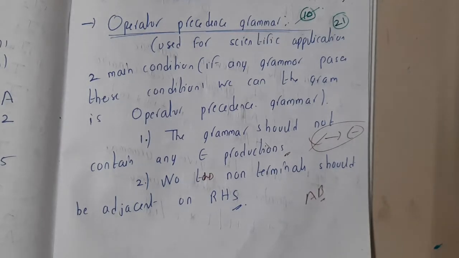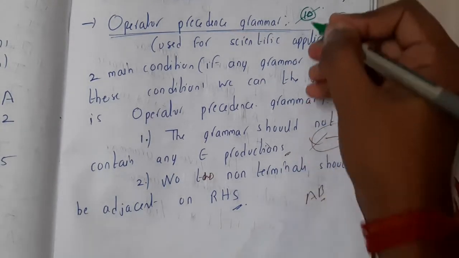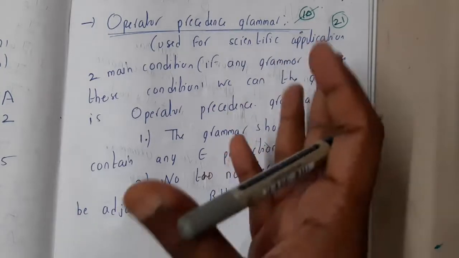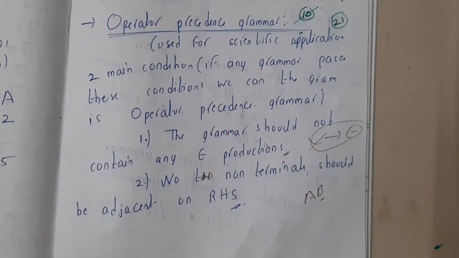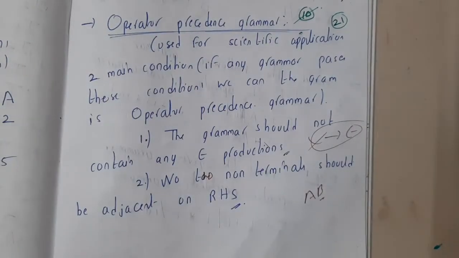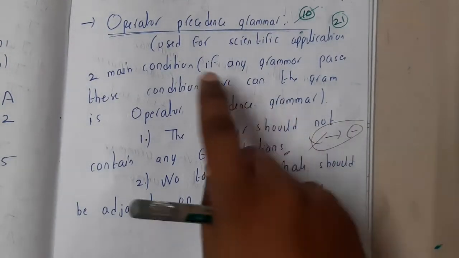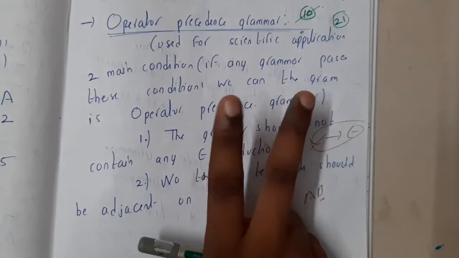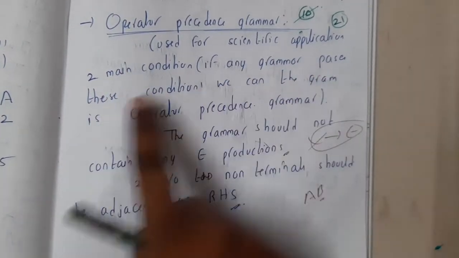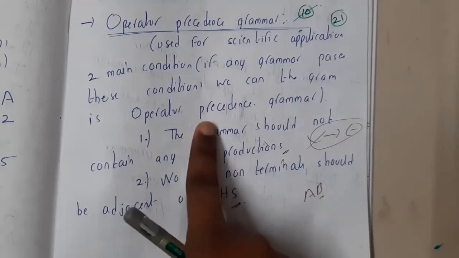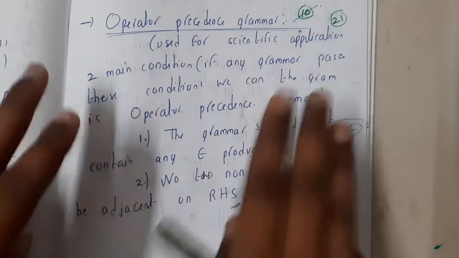In this lecture, let us continue with the next topic, that is operator precedence grammar. To be clear, operator precedence grammar is completely different from our traditional ones. It is used for scientific applications, and there are only two major conditions to check. If any grammar passes these conditions, we can say that the grammar is operator precedence. Only based on these two conditions you can conclude it.